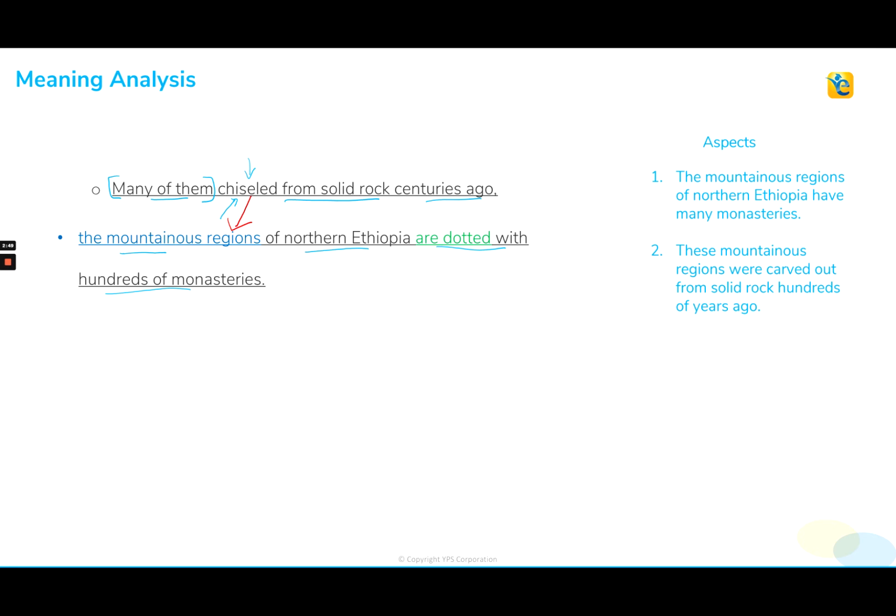Well, no, because we know that no human being can use chisel and hammer to carve out mountainous regions from rock. Let's just recall our geography lessons in high school. Were we ever told that there exist mountainous regions that are man-made, that were made by human beings, and they use chisels and hammers to do so? Most definitely not. So aspect 2 over here is definitely incorrect. It is definitely not the mountainous regions that were chiseled centuries ago.